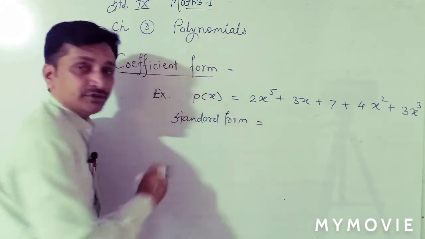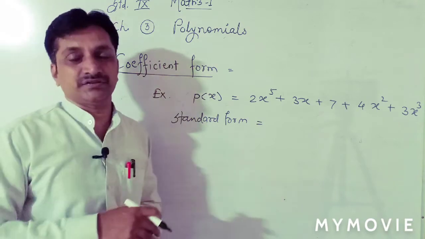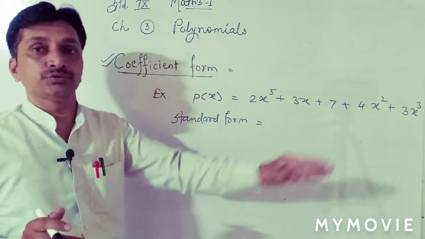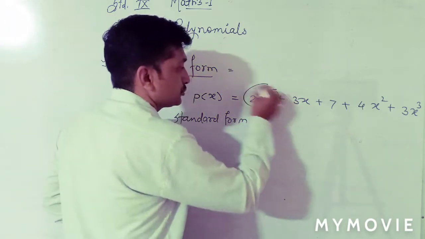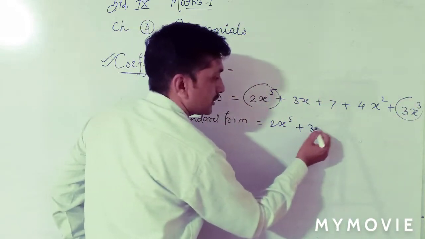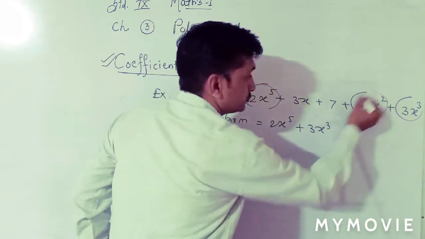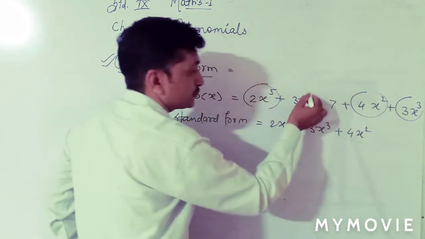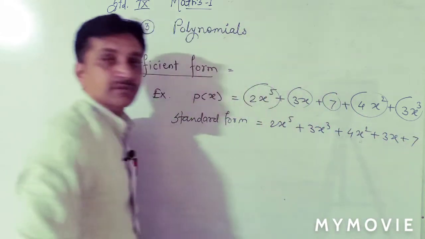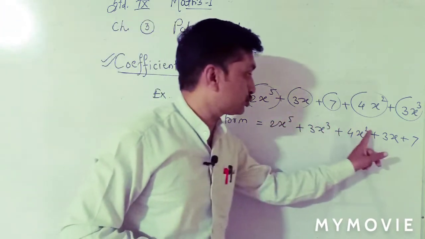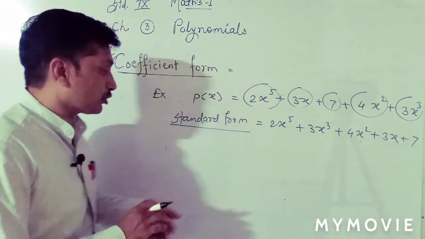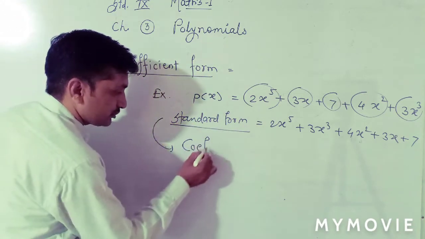For standard form, what do we do? We arrange the powers in descending order, from highest to lowest. What is highest? 2x raised to 5. After 5, 3, plus 3x cube. After 3, 2, plus 4x square. After 2, 1, plus 3x, and at last the constant, plus 7. We have arranged the powers 5, 3, 2, 1, 0. This is standard form. After converting the given polynomial into standard form, now we can write it in coefficient form.